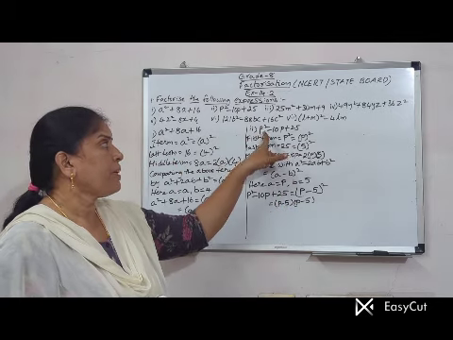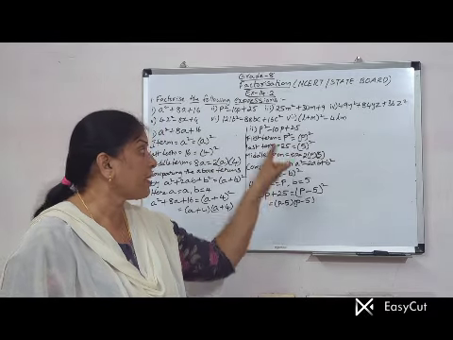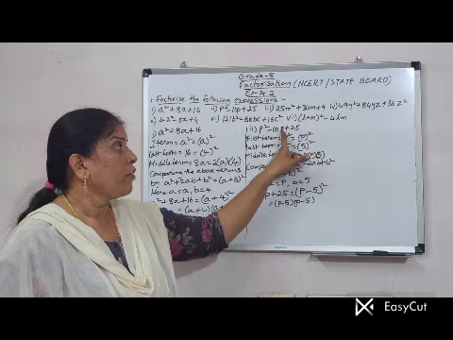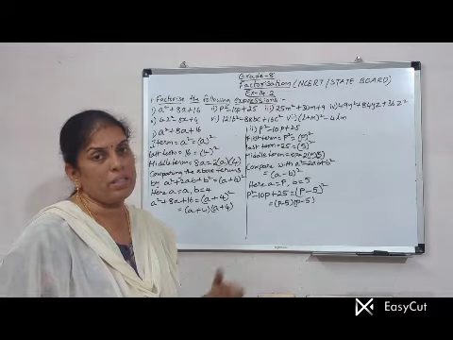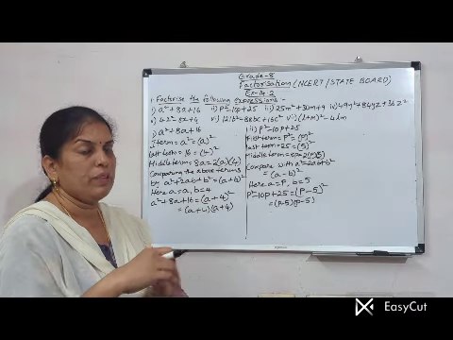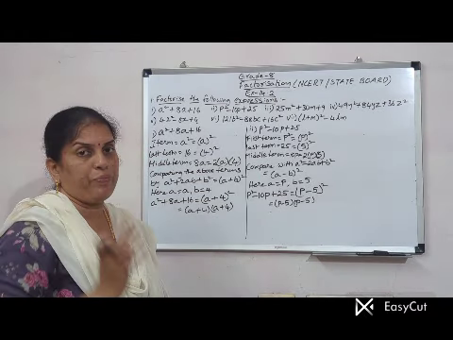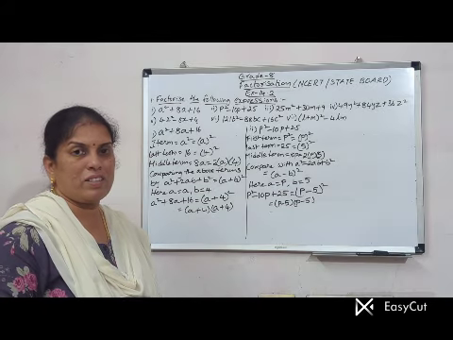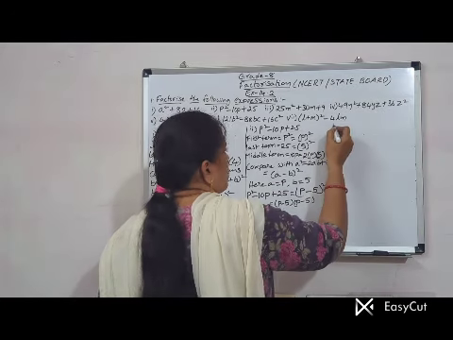See here children, if you want to check, you can find the product of these two factors. Then you will compulsorily get this answer. If you don't get this answer, you made a mistake. Okay, like that you can check. Once you check, later you will have confidence. Okay, what is the next question?